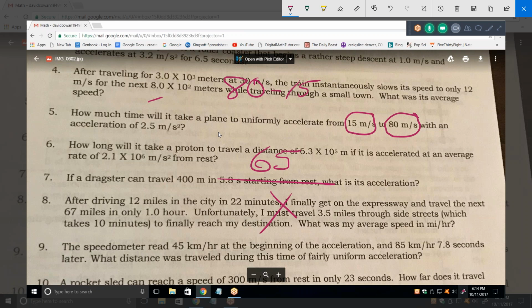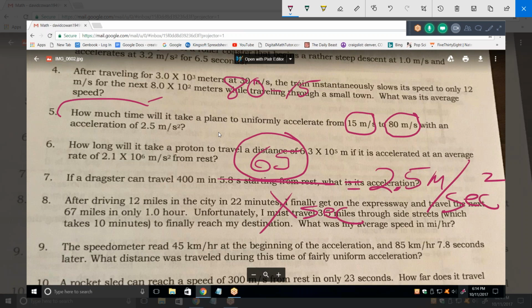divided by some number of seconds, and this whole thing is equal to 2.5 meters per second squared, which is the units associated with acceleration. So I take my change in speed, which is positive 65, and I divide it by the number of seconds that we were uniformly accelerating. They don't give us that. That's what the question is. How much time will it take?